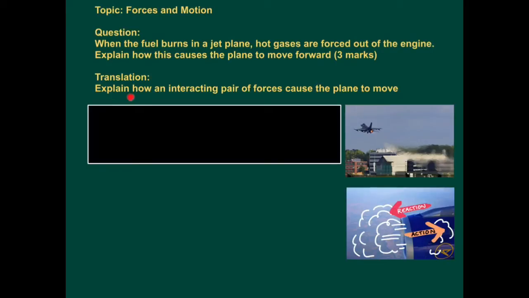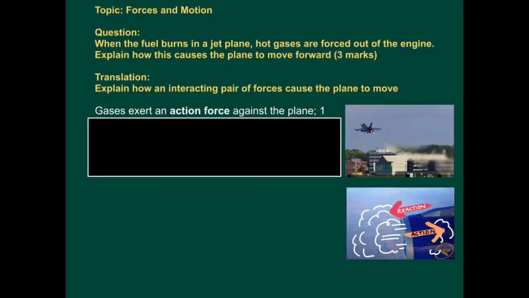So in other words, explain how an interacting pair of forces causes the plane to move, just like any object moves due to an interacting pair of forces. So there's 2 forces you should be thinking of when it comes to motion: action force and reaction force. So basically, the hot gases expand and exert a force against the plane. They rush out here because it's the only place they can escape, but they're hitting the plane in this direction.